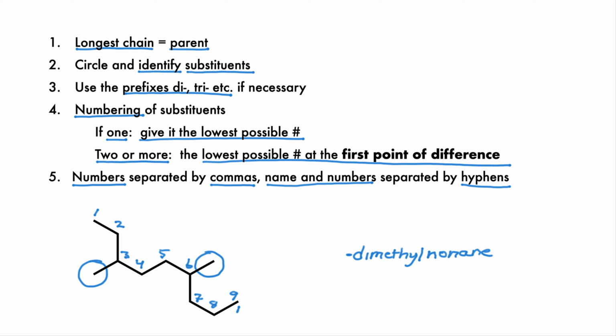Finally, we number in the other direction. We can have either a 3,6 versus a 4,7 numbering scheme. The first scheme wins because 3 beats 4 at the very first number. So this is a 3,6-dimethylnonane.